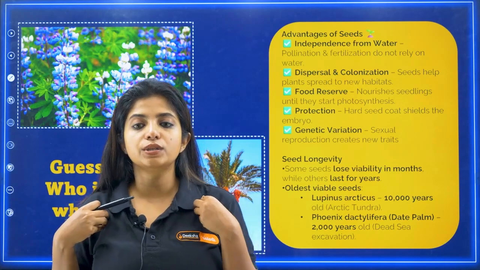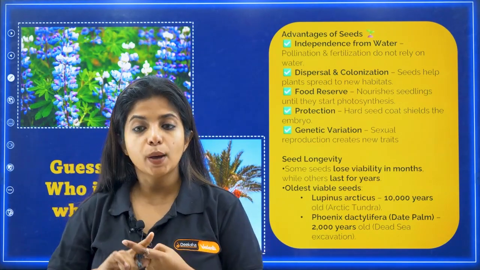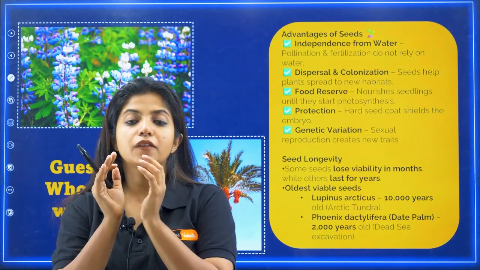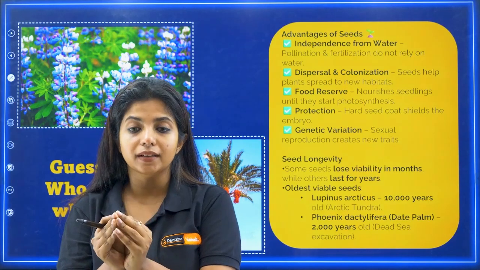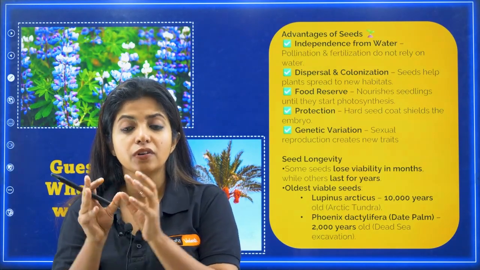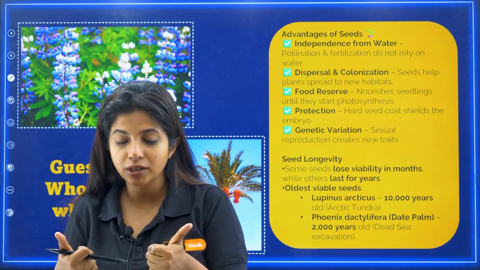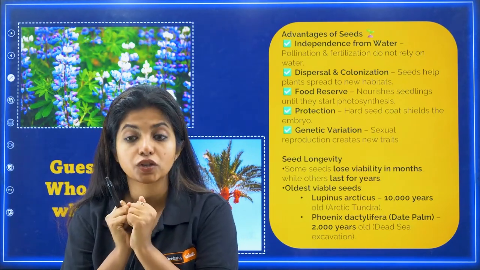So even if it is attached to one organism's body, it can easily get dispersed. Now it acts as a food reserve. Suppose, my dear children, the plant does not have enough food reserve, obviously it will die. But a seed has enough food reserve with the anatomical structure that it has. Now it is also there for protection. You are basically protecting what? The embryo in there, which can give rise to a whole new plant.